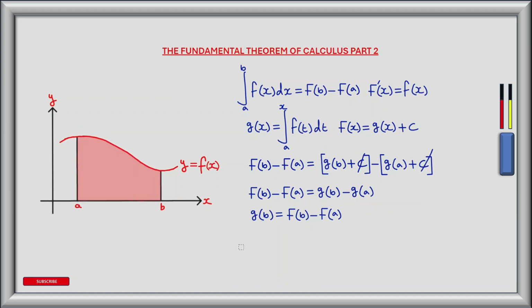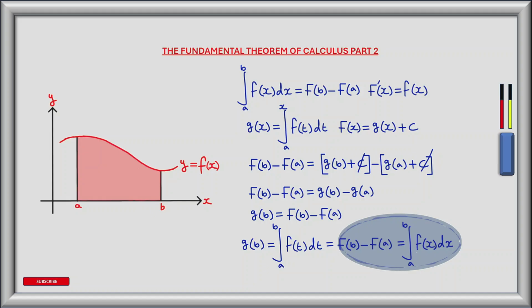So we're therefore left with the function g evaluated at b is equal to the function capital F evaluated at b minus the function capital F evaluated at a. So evaluating our function g at x equals b, this will give us the integral from a to b of f(t) dt. And we also know that the function g evaluated at b is equivalent to the function capital F evaluated at b minus the function capital F evaluated at a.